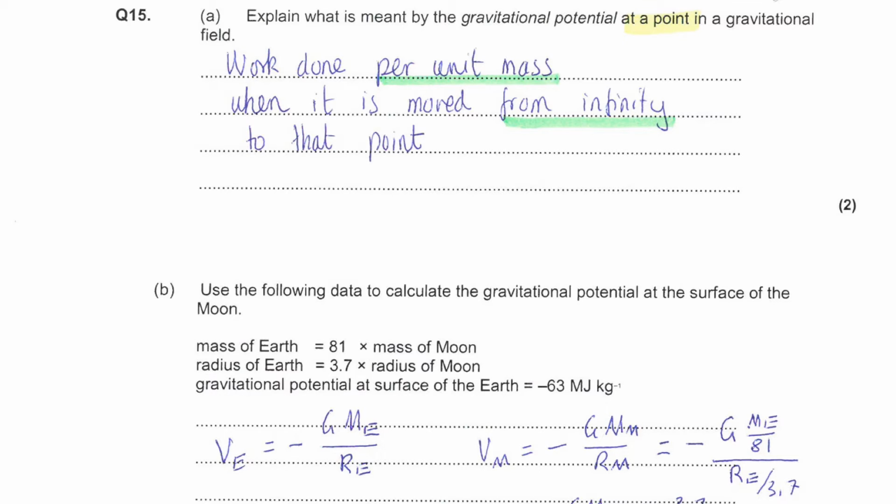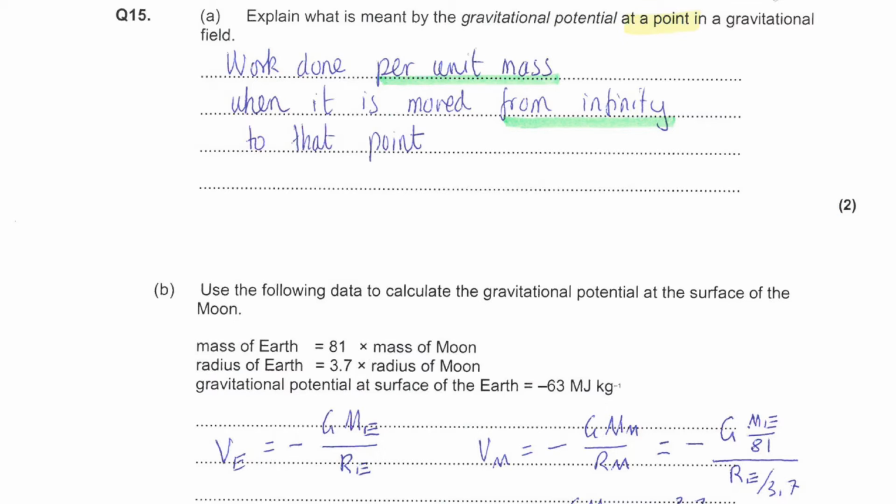This is the Fields Homework Booklet, question number 15. Explain what is meant by the gravitational potential at a point in a gravitational field. This is a definition that you must learn and be able to express carefully. There were 2 marks allocated to the question.